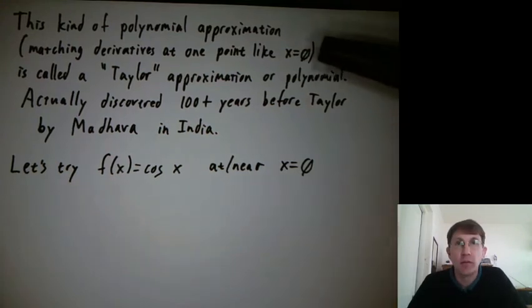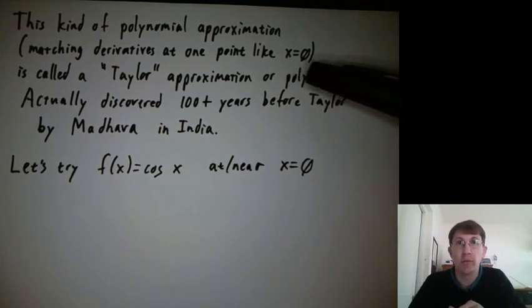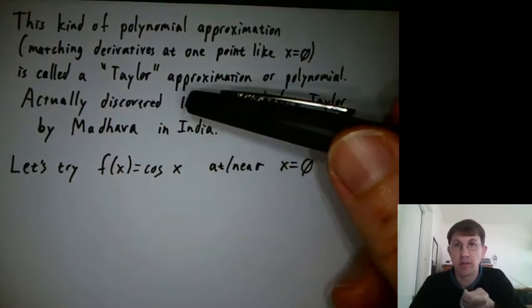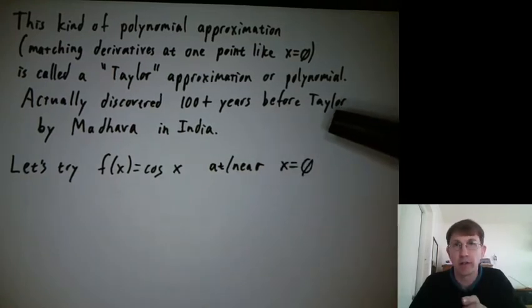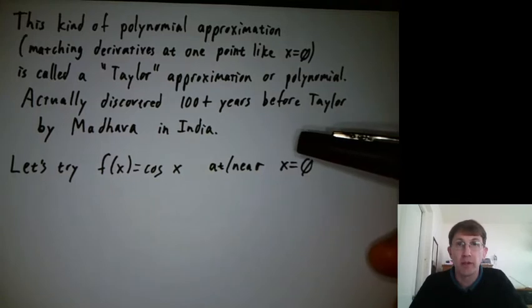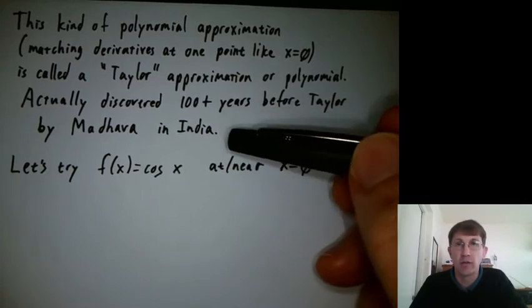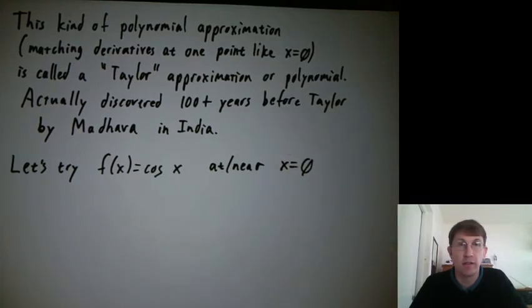So the kind of polynomial approximation we're doing, which is picking one particular point and trying to match the derivatives of the function at that point, is called a Taylor approximation or Taylor polynomial, and later we'll call it a Taylor series if we go on to infinity. Of course, like most mathematical discoveries, it's not named after its actual discoverer. Madhava in India discovered it 100 or more years before Taylor did in England.